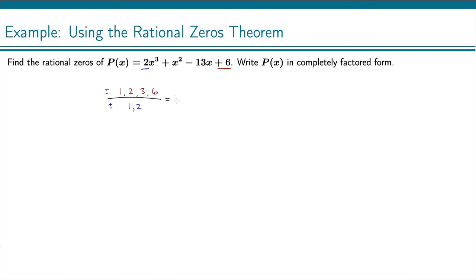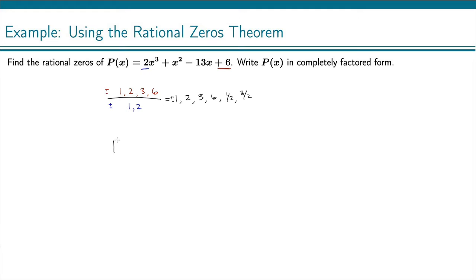So we have 1 over 1, which is 1, 2 over 1, which is 2, 3 over 1, which is 3, 6 over 1, which is 6, and then 1 over 2, and 2 over 2, which is 1. We already have that, so we won't write it again. 3 over 2, and then 6 over 2, which is 3, and we already have that in our list as well. And so here's our list, again, it's plus or minus all of those because we do all the positives and negatives that we're dividing as well. So this is the list of all the possible rational zeros of this polynomial. And then we just start testing them to see which ones actually work.